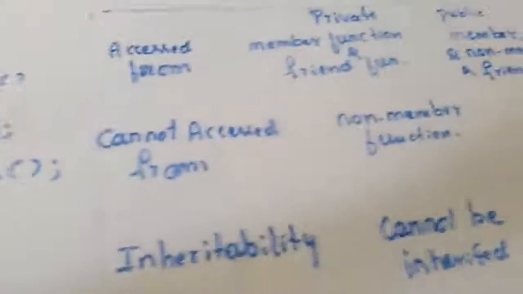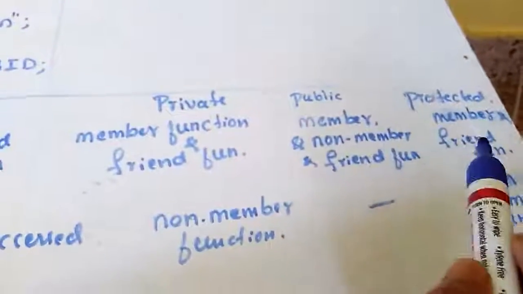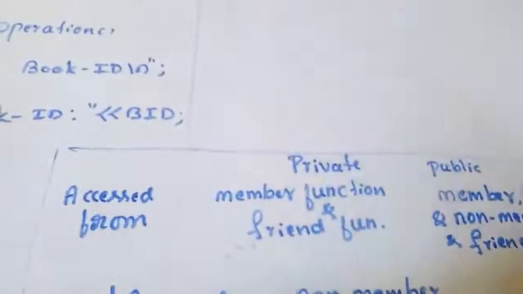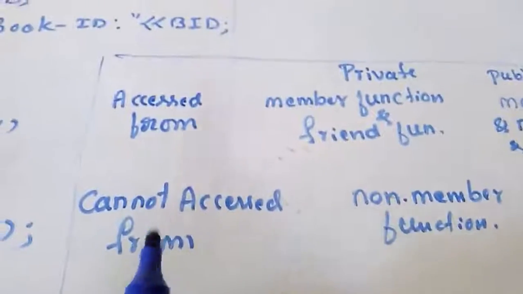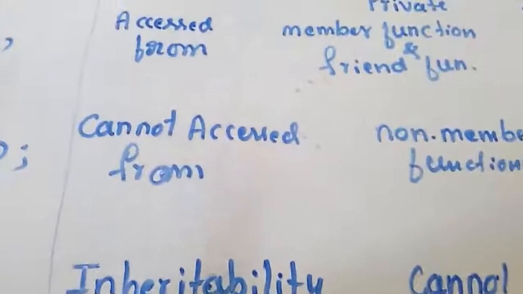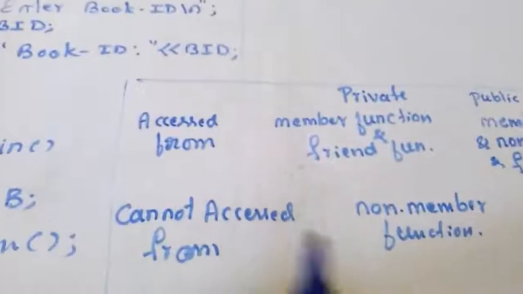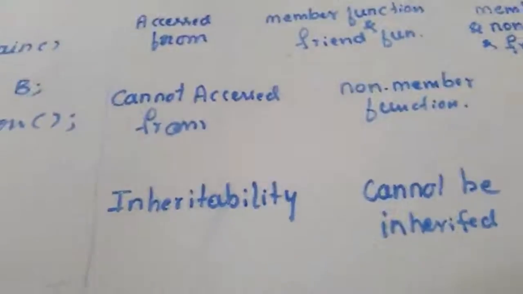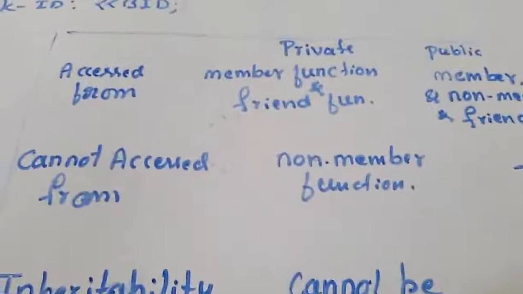Okay, let us summarize all access specifiers: private, public and protected. These members are accessed from where? From where we can access, from where we cannot access, and whether it is inherited or not. These 3 points you need to remember for all access specifiers.